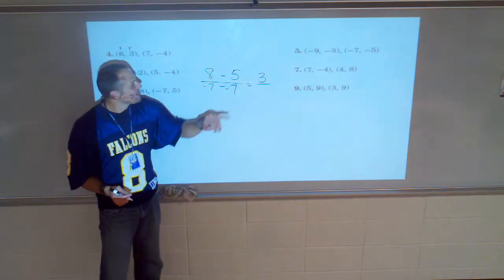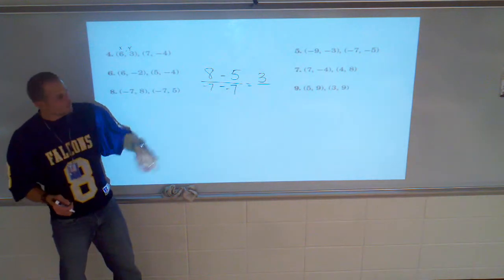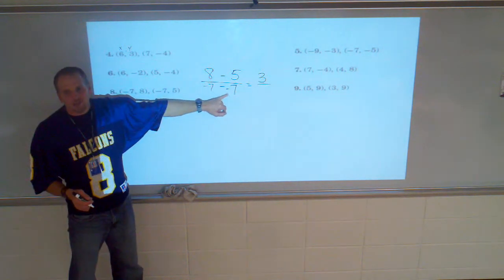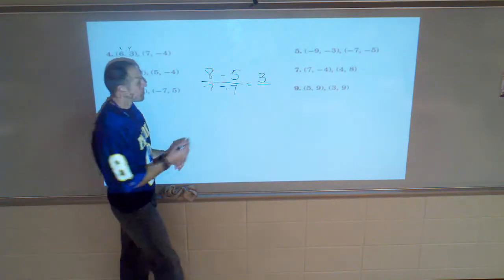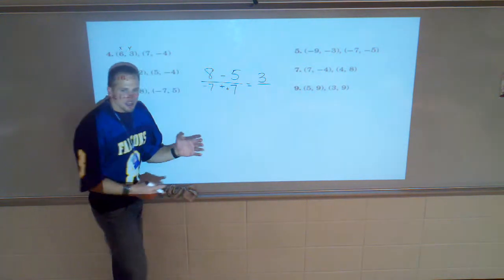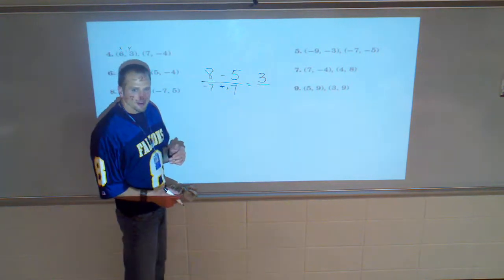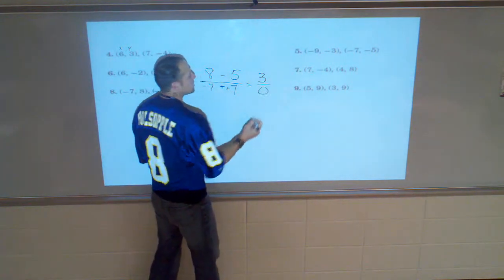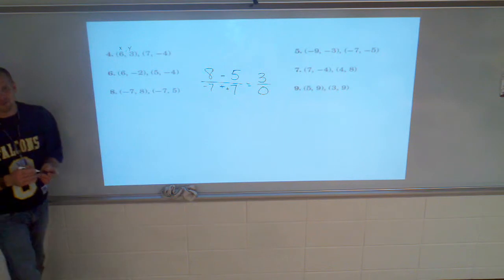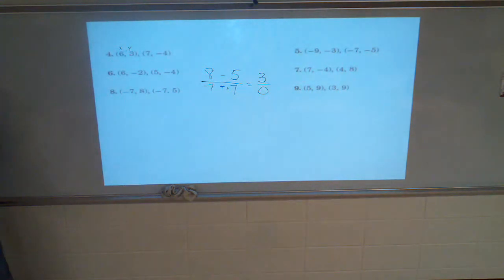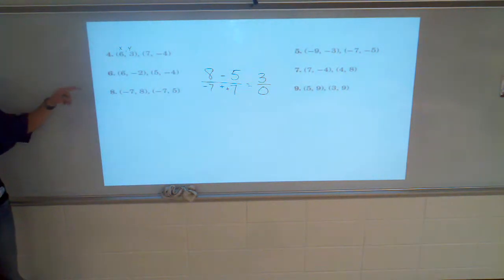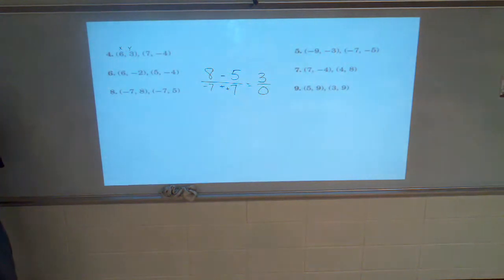8 minus 5 is 3. On the bottom, O'Dare, minus negative means what? Plus positive. Now, O'Dare, if I have a negative 7 and a positive 7, where am I? 0. Everybody do that in your calculator. Pay attention to this problem.